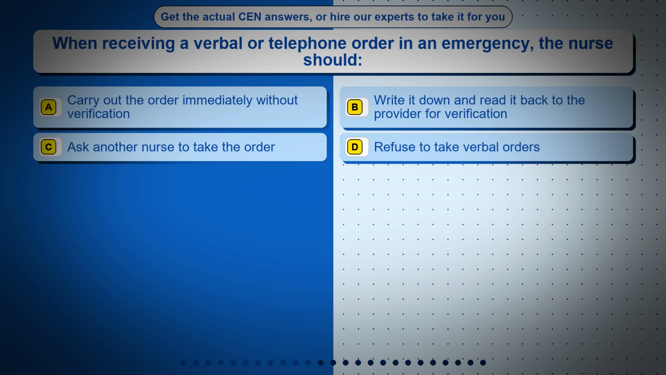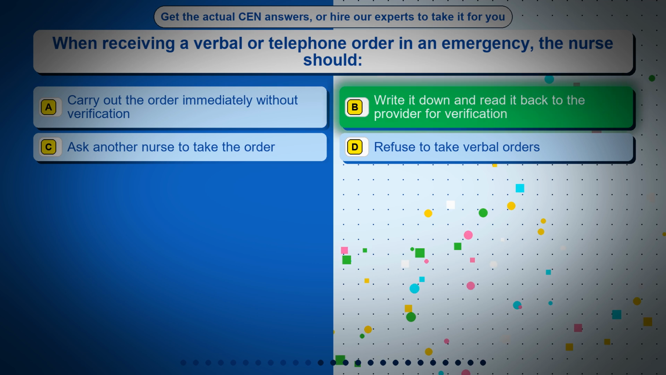Question 11. When receiving a verbal or telephone order in an emergency, the nurse should option A, carry out the order immediately without verification. Option B, write it down and read it back to the provider for verification. Option C, ask another nurse to take the order. Option D, refuse to take verbal orders. The correct answer is option B, write it down and read it back to the provider for verification.